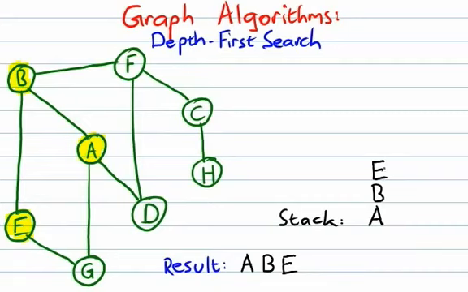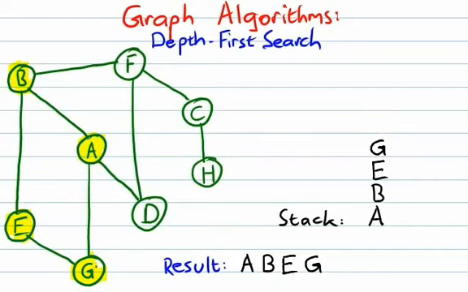Now once again, at the top of the stack we have E. We take a look at adjacent unvisited vertices. In this case, B is already visited. The only one we have is G. We push G onto the top of the stack. We visit G, and we mark G as visited.